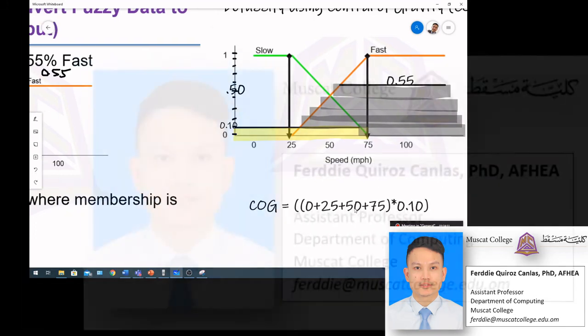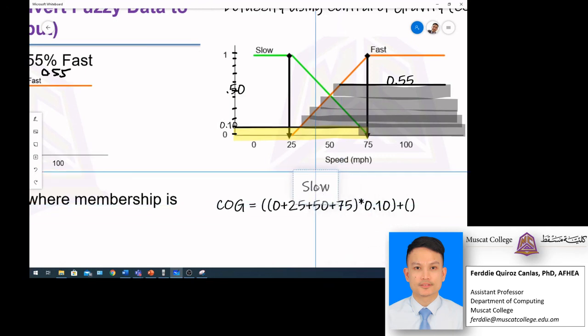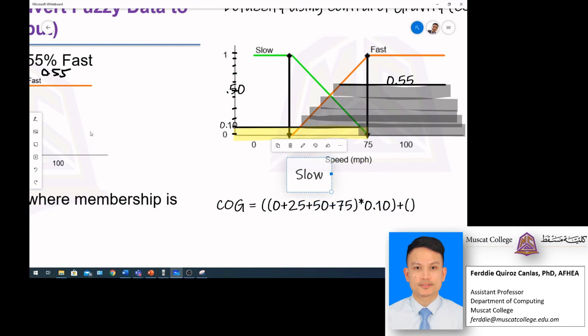Like this. So this is how we calculate it. 0 plus 25 plus 50 plus 75, multiplied by the weight, which is 0.10. And then we're going to add it with the value of the fast. This one is for the slow. Let me highlight it so that you will know what I'm calculating.